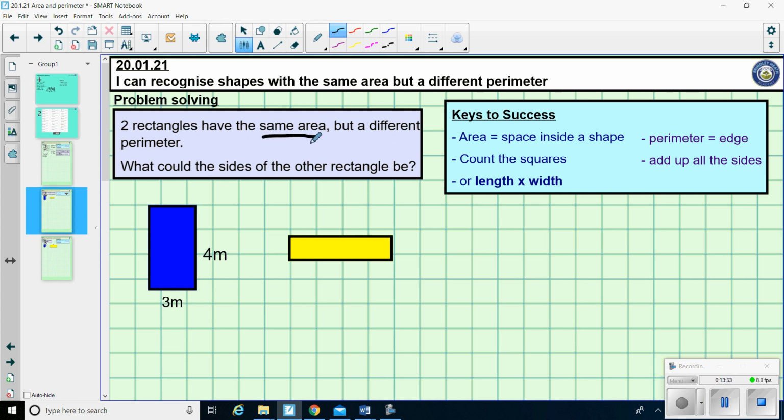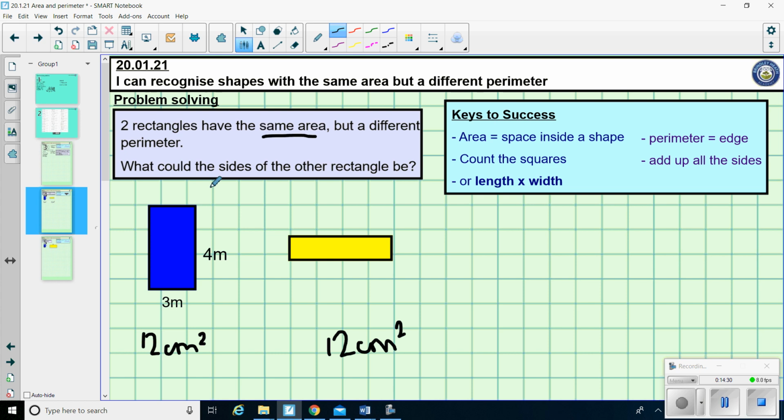Right, same area. So the first step here then is going to be to work out what the area of this blue rectangle is. So remember to find area, use our keys to success. We do length times width. So length is 4, width is 3, 4 times 3. My area of the blue rectangle must be 12 centimetres squared. Okay. Go back to the question. 2 rectangles have the same area. Right, so we know the area of the yellow rectangle must be 12 centimetres squared.